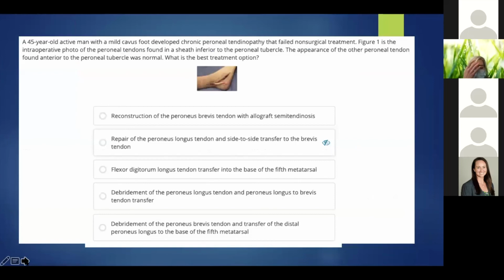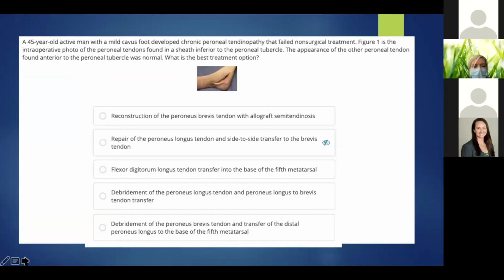I'll call on William. That's me. All right. Let's see. A 45-year-old active man with a mild cavus foot developed chronic peroneal tendinopathy that failed non-surgical treatment. Here is an intraoperative photo of the peroneal tendons found in a sheath inferior to the peroneal tubercle. Appearance of the other peroneal tendon found anterior to the peroneal tubercle was normal. What is the best treatment option?